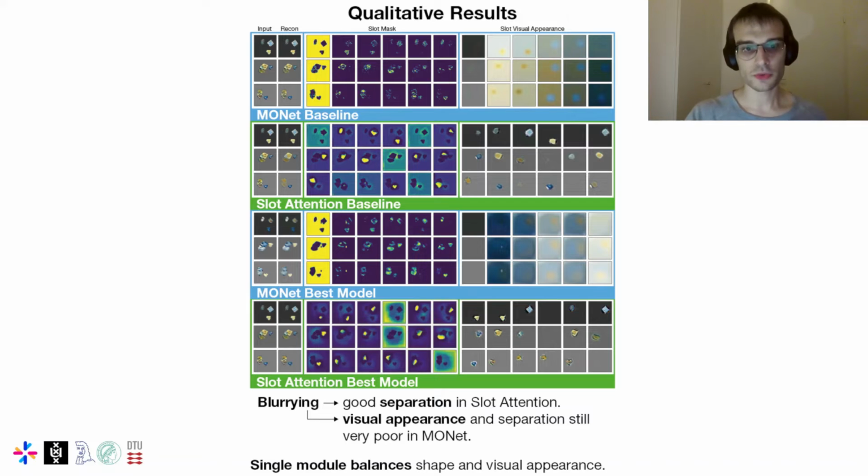So inspired by this, we attempted to improve MONet by blurring the reconstructions, but we observed that separation is still problematic and the model keeps prioritizing the colors. In slot attention, when reconstruction performance is improved, and so we have less blurring, the objects are still separated correctly.